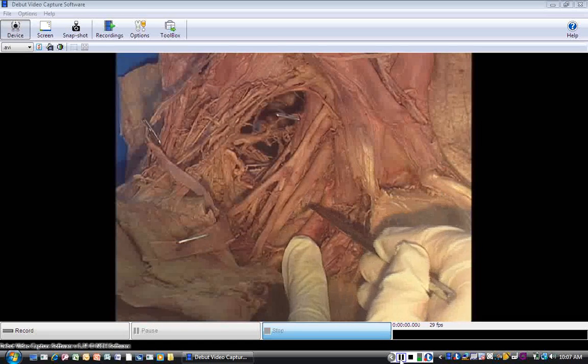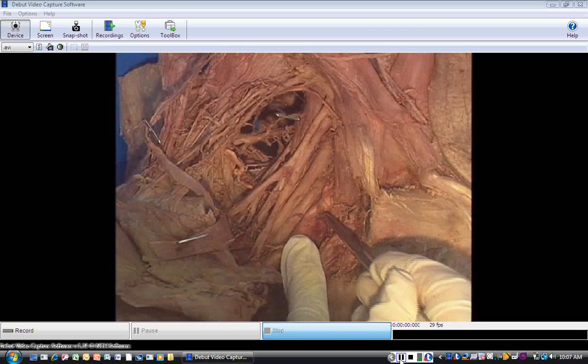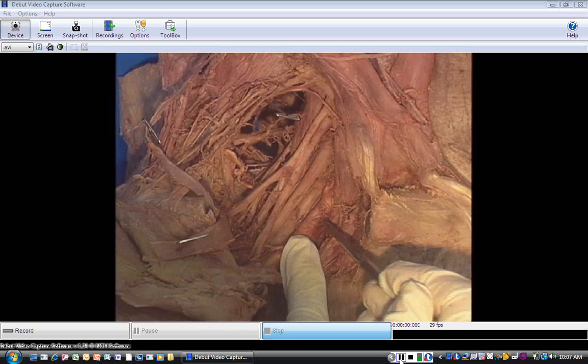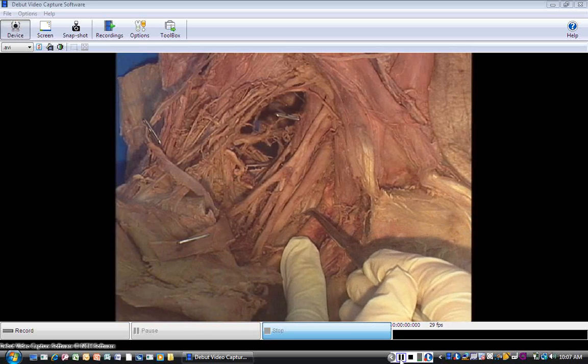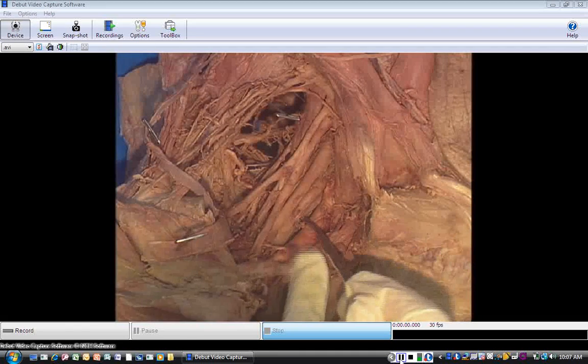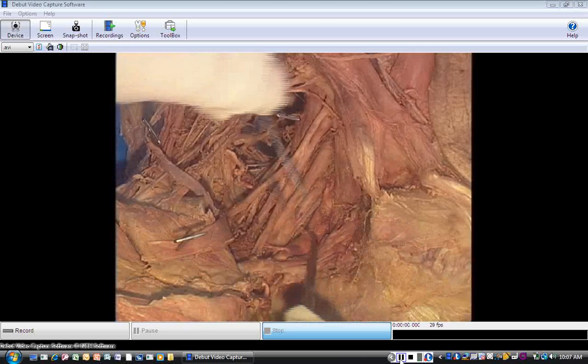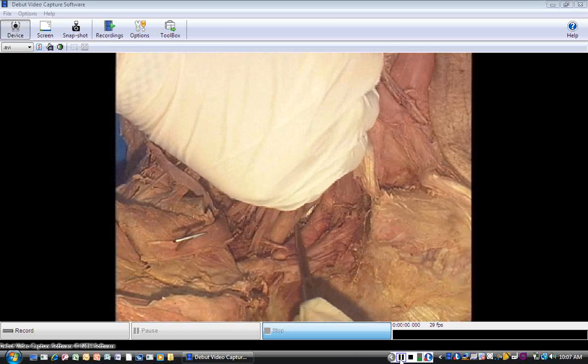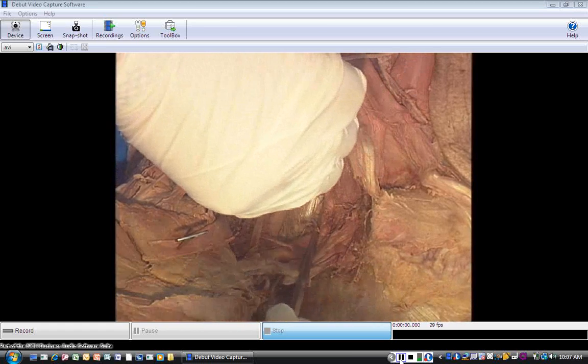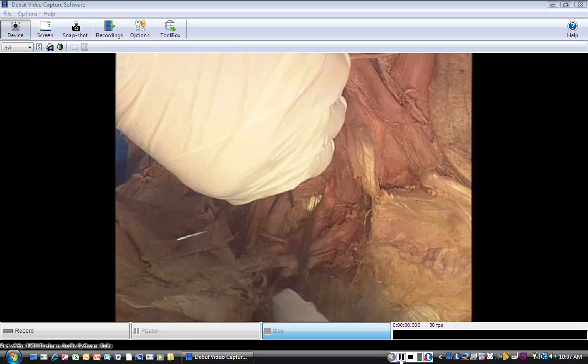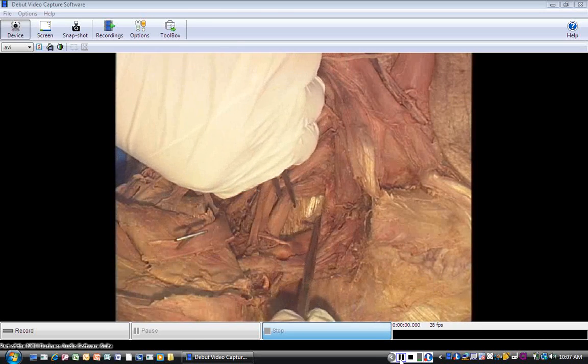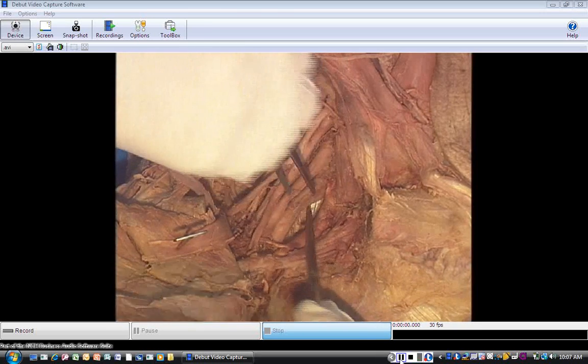So notice the position of the artery to the lower trunk. The artery is anterior to the lower trunk of the brachial plexus. When I lifted up this inferior trunk, I could see the tendon of the middle scalene right there. Can you guys see that? Okay.